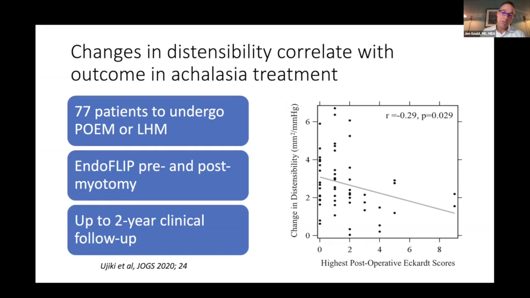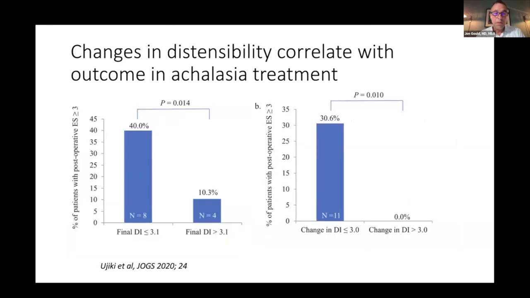On the right is a graph of the change in distensibility as it relates to the highest postoperative Eckardt score. So you want a low score. That's one of the ways we assess the outcome, with this metric called the Eckardt score, this validated instrument. A low number is better. Less than 3 is often considered clinical success. And you can see that the changes in the distensibility index are correlated with achieving a really low Eckardt score. And this is, again, Mike's study with 2-year follow-up.